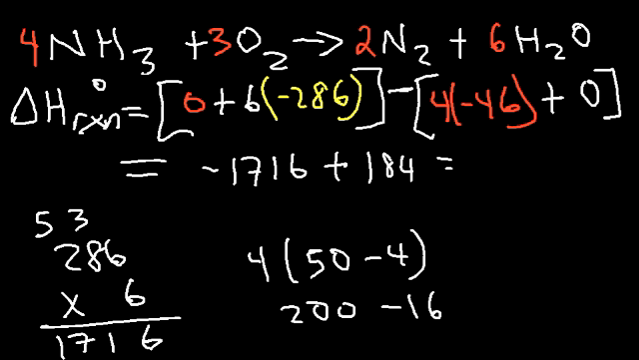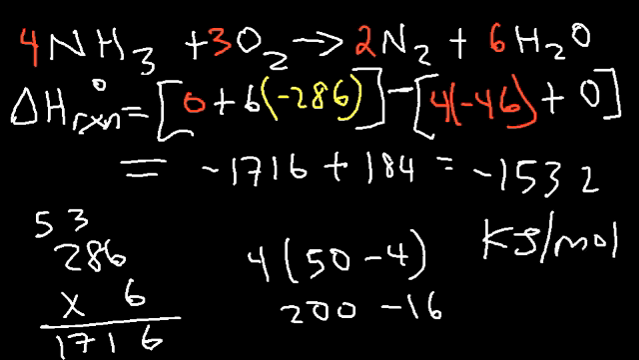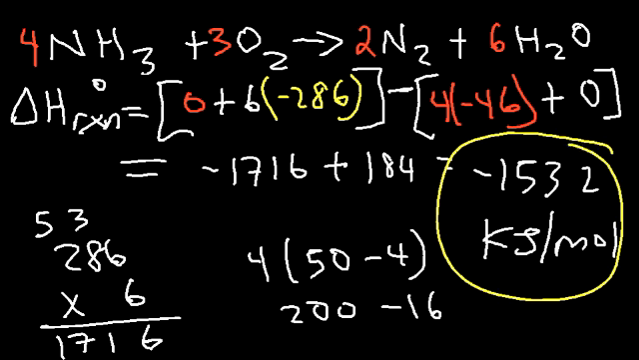And so now we have to add these two numbers. So negative 1716 plus 184, that's negative 1532. And so the units is going to be kilojoules per mole. So that's how you can calculate the enthalpy change of a reaction using heats of formation.